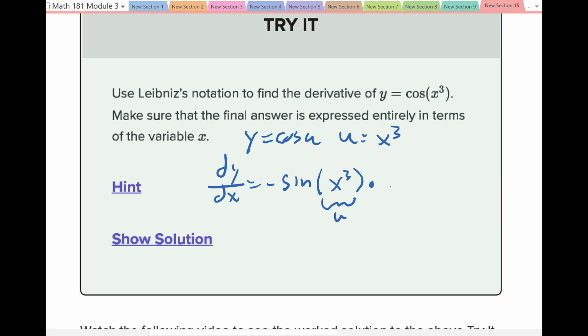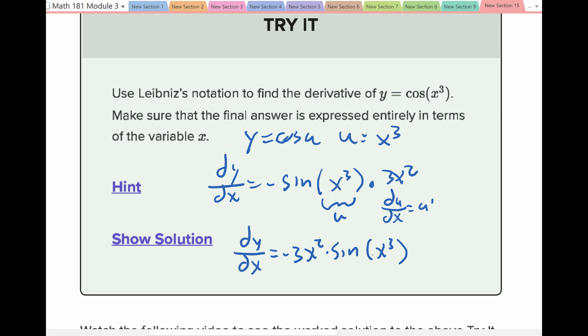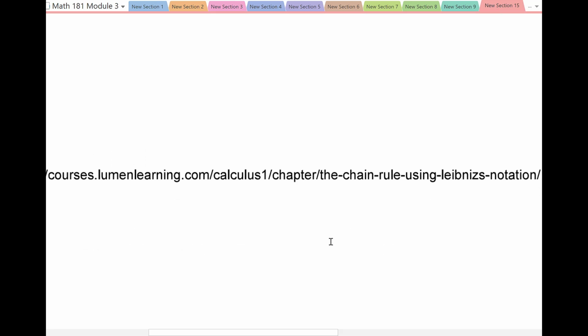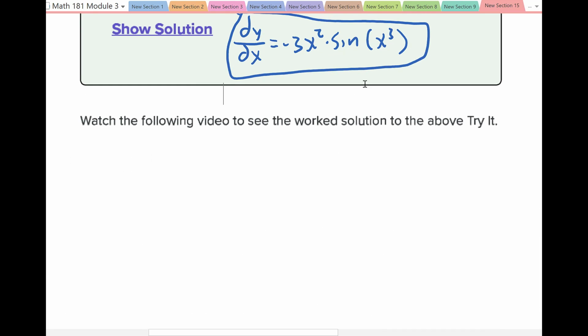Times the derivative of the u. So we want the du dx, which is also called u prime. That's going to be 3x squared. That could be left as it is. If you want to change it around a little bit, you could say dy dx equals negative 3x squared times sine of x cubed. That's it. And we're done with that section. So yay, moving on now.